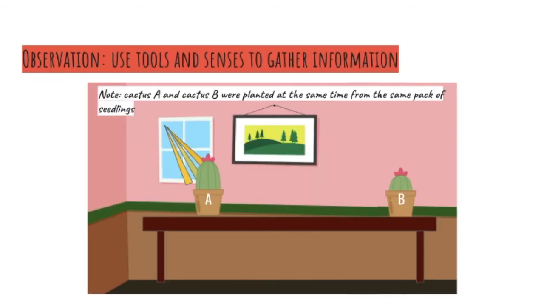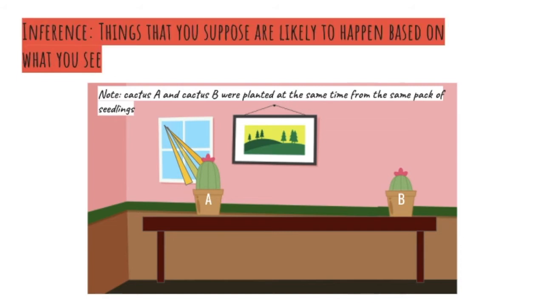Let's make some observations using your senses now. In this image, we can see that Cactus B is shorter than Cactus A. We can also see that Cactus A is sitting closer to the window. We can also see that direct sunlight is able to pass through the window. Now, let's make an inference. Based off of those observations we just discussed, one could suppose that there may be a relationship between the amount of sunlight exposure and plant growth.